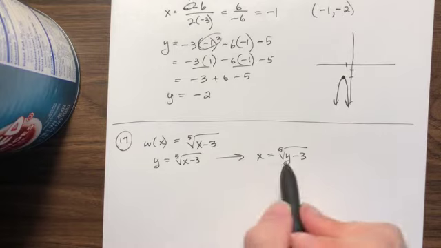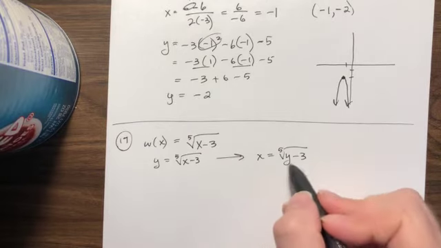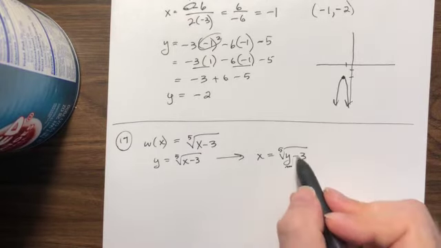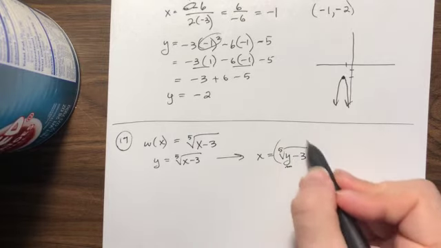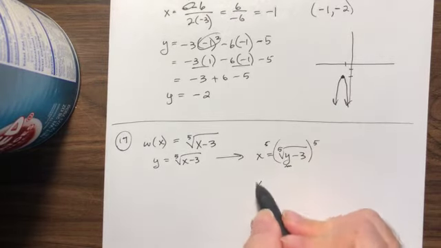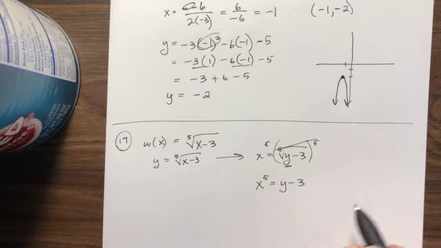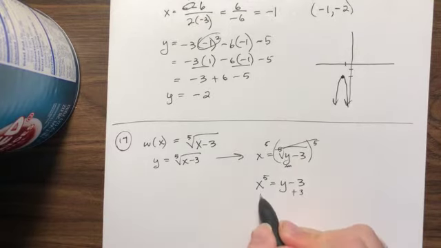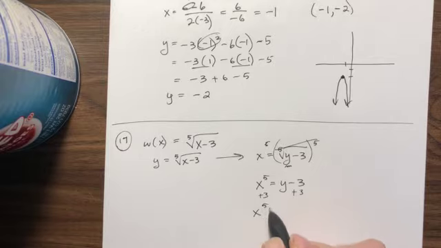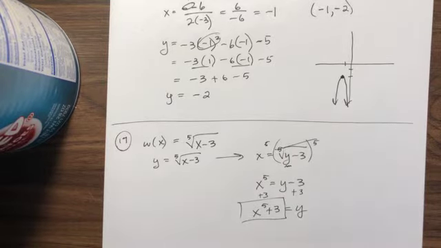So we just swapped the x and y, didn't do anything else, and now I just want to solve for this new y. So I got to get rid of this 5th root, so I'm going to raise to the 5th on both sides. X to the 5th equal to y minus 3. And then I'm going to add 3 to both sides, and I'm going to get x to the 5th plus 3 equal to y. And that is your inverse function.